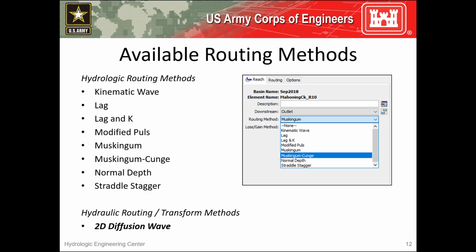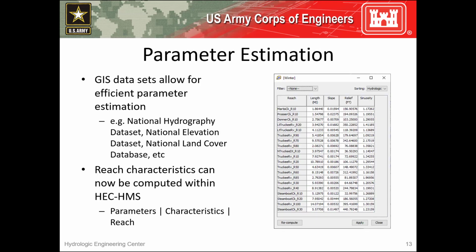There are 8 hydrologic routing methods available for use within HEC-HMS. Additionally, version 4.7 introduced the 2D diffusion wave transform method, which can be used within a subbasin element to route a flood wave using the diffusion wave hydraulic routing approach. Each one of these approaches uses different approximations of the continuity and momentum equations, and we'll go through a few of these hydrologic routing methods in future lectures.